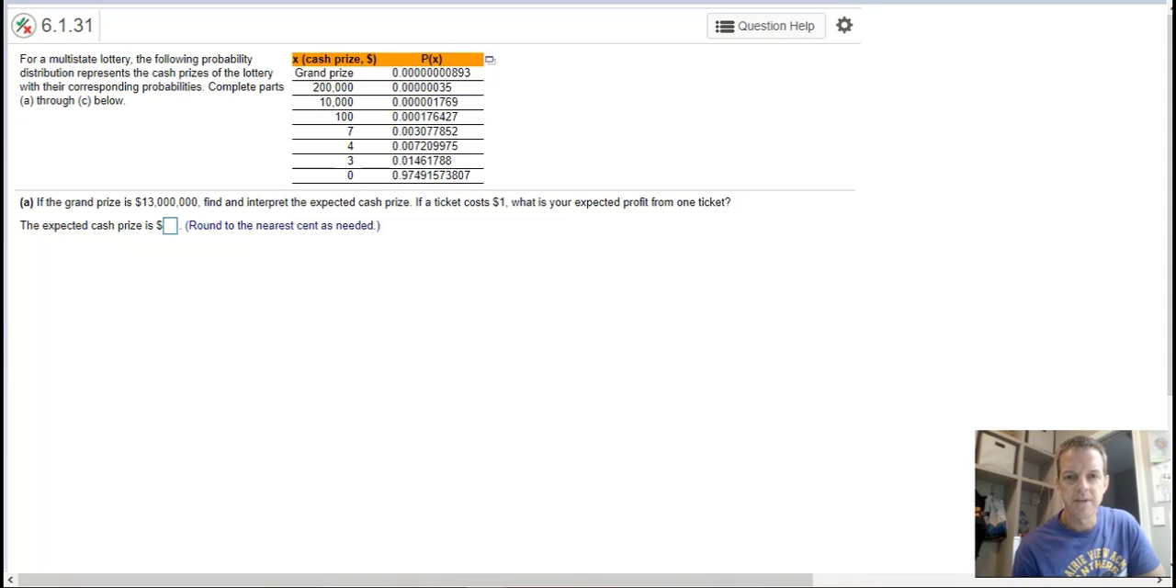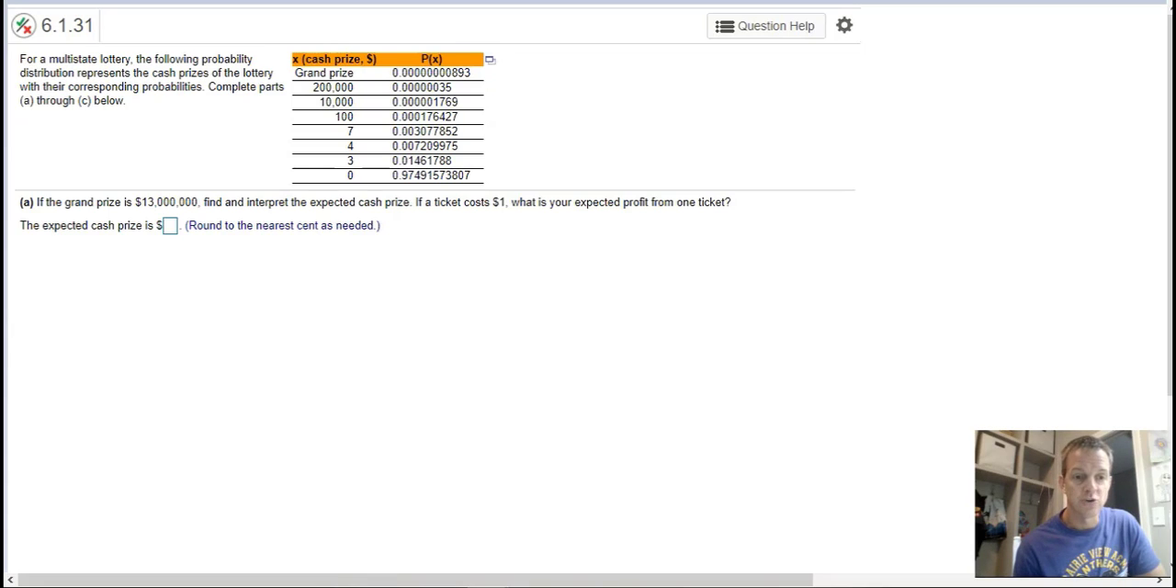In this example, we're going to calculate an expected value, and typically with these problems, a lottery is a good example of how to find the expected value. If you look on the left-hand column, we have cash prizes. On the first row, it says the word grand prize. They're going to give us that number here in Part A, as we'll see. And on the right-hand side is the probability of winning that prize.